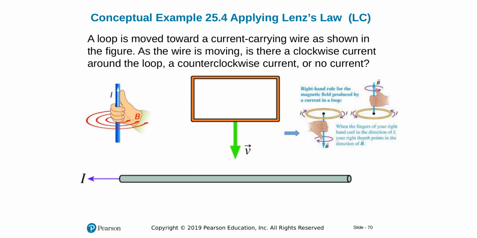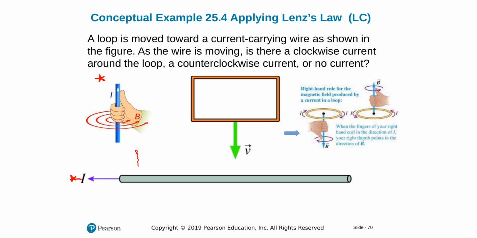This one is a bit more involving. I'm moving this loop close to a current carrying wire. What is happening? What is the direction of current? Is there a current? First, I'm going to use the first right hand rule to find the direction of magnetic field of this current at these areas, right?